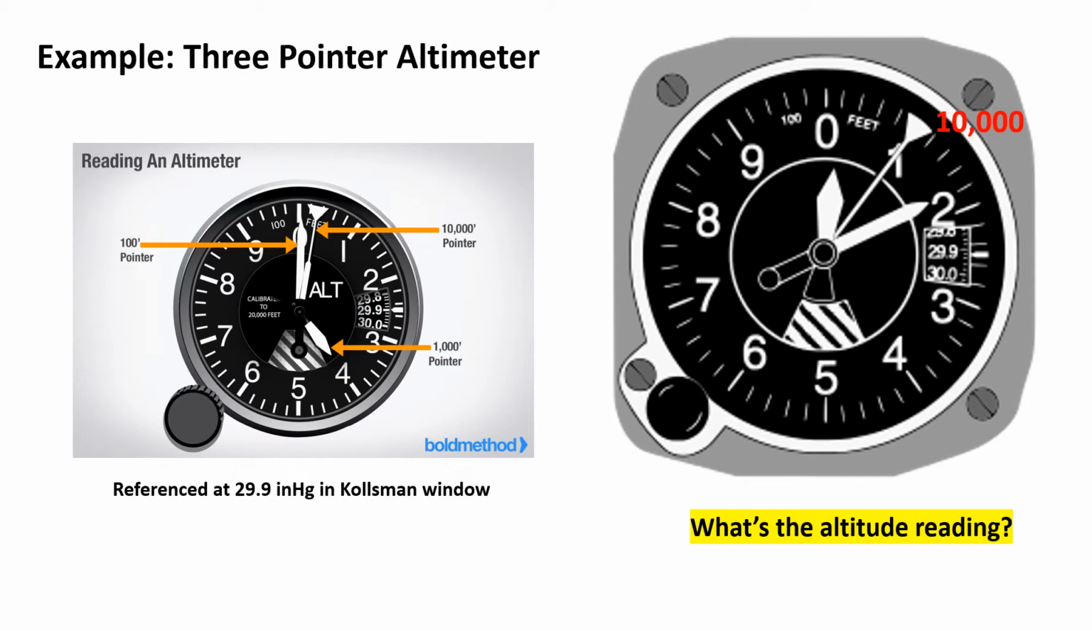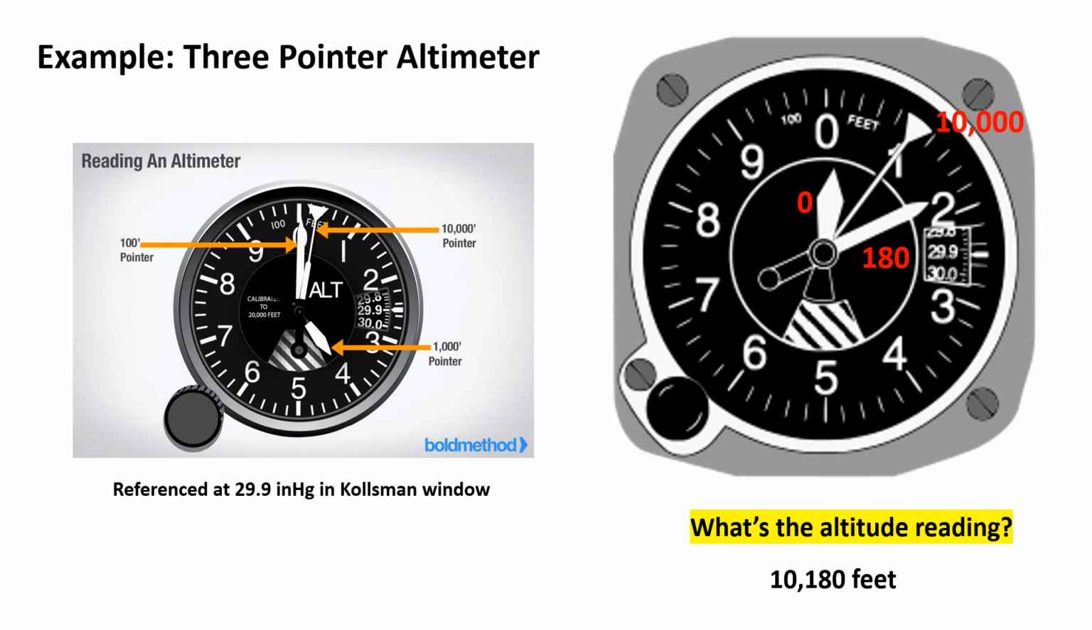Now the shortest one, the 1,000 pointer, is between 0 and 1, so it reads 0. So 1,000 times 0 is 0. And the last pointer, the 100 feet pointer, is I would say 1.8, so it gives a reading of 180 feet. By adding all these numbers together, the aircraft altitude is 10,180 feet.